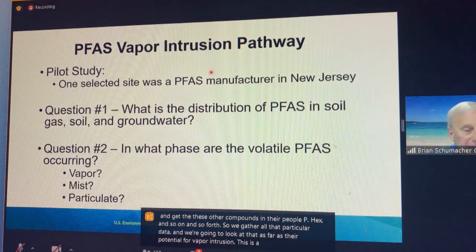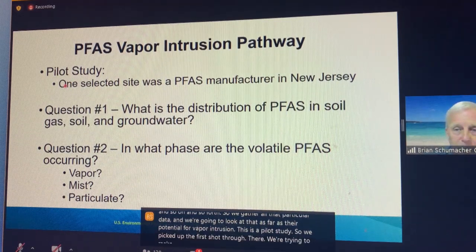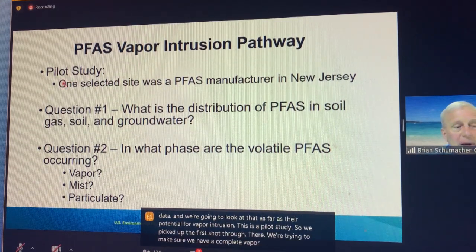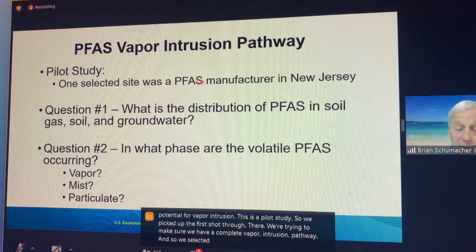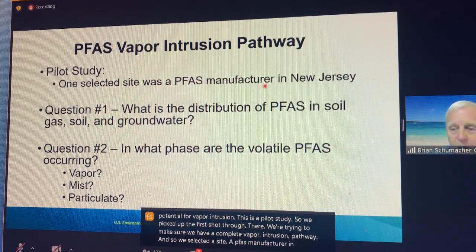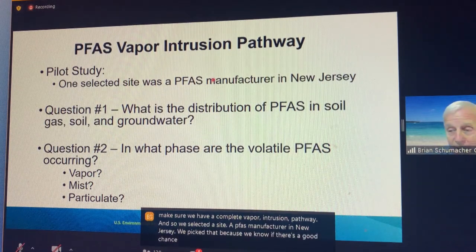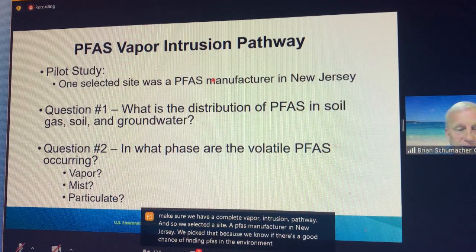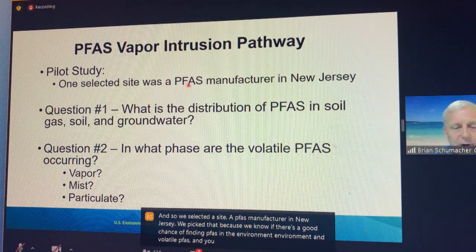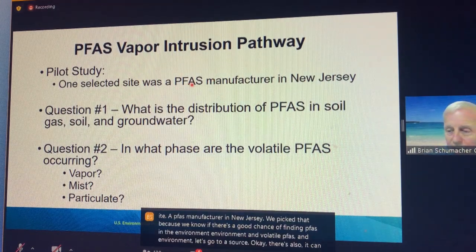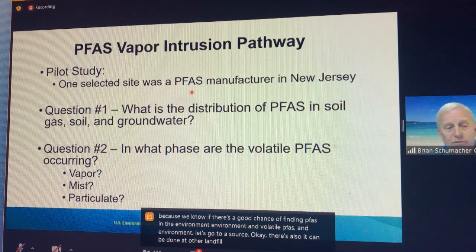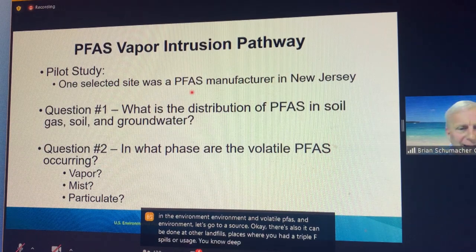This is a pilot study, so we picked up the first shot through there, trying to make sure we have a complete vapor intrusion pathway. And so we selected a site, a PFAS manufacturer in New Jersey. We picked that because we know there's a good chance of finding PFAS in the environment, and volatile PFAS in the environment, so let's go to a source. It can also be done at other places, landfills, places where you had AFFF spills or usage, DOD or airports, things like this, and so on. But we went to the manufacturer.